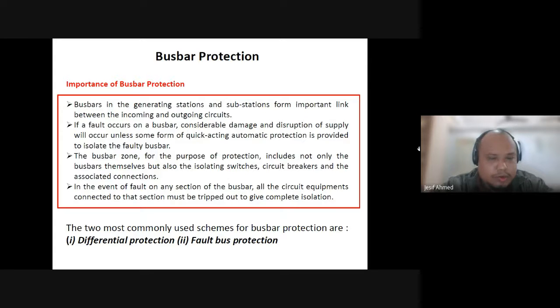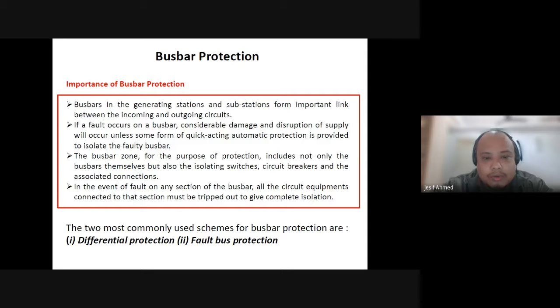So today we are going to discuss busbar protection. This busbar protection is very important from the viewpoint that busbar is a junction of incoming lines and outgoing lines, right? So if a fault occurs in busbar, considerable damage and disruption of supply will take place unless some form of quick automatic protection is provided to isolate the faulty busbar.